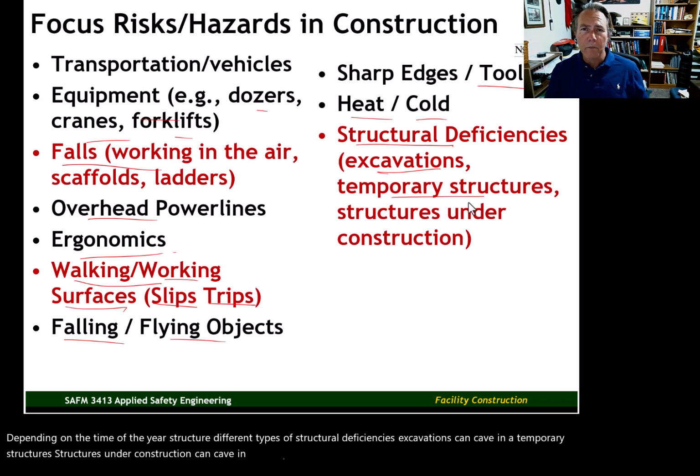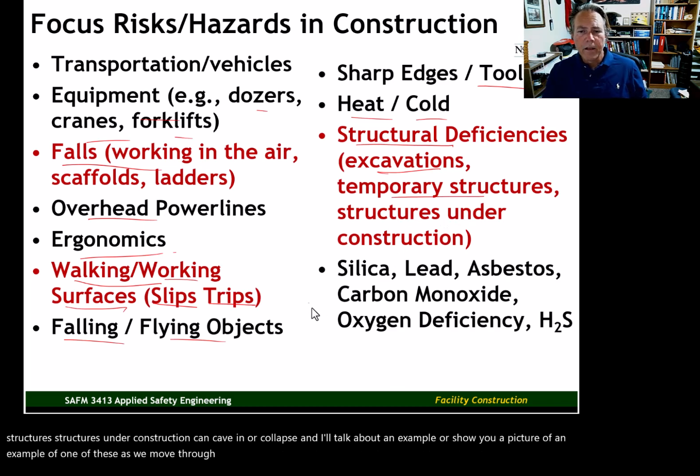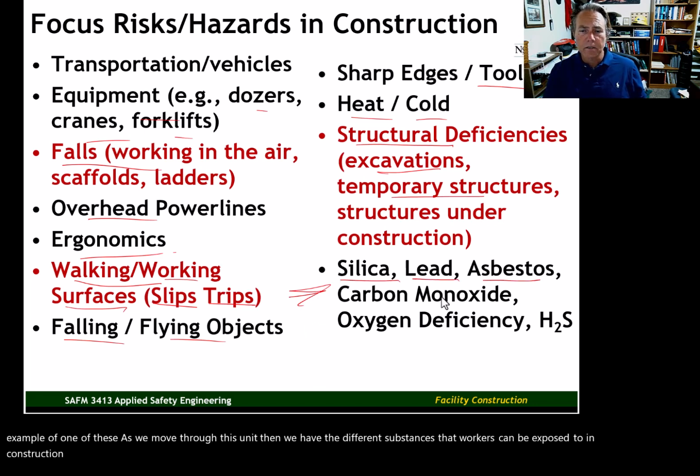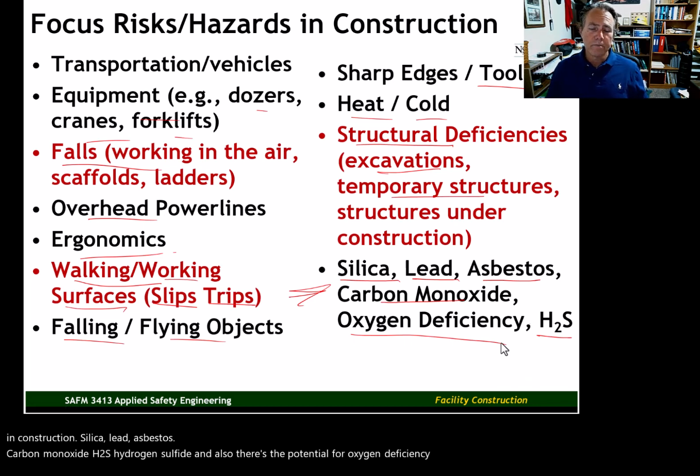Excavations can cave in. Temporary structures, structures under construction can cave in or collapse. And I'll talk about an example or show you a picture of one of these as we move through this unit. Then we have the different substances that workers can be exposed to in construction: silica, lead, asbestos, carbon monoxide, H2S, hydrogen sulfide, and also there's the potential for oxygen deficiency in certain work areas.